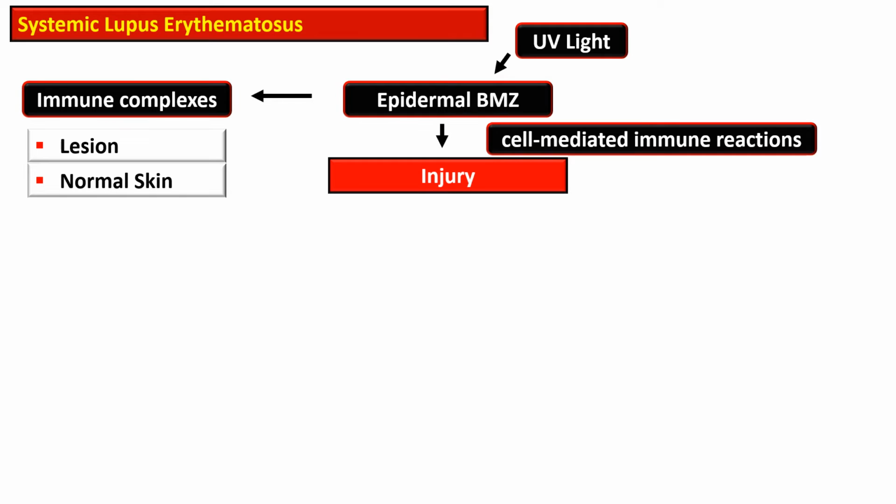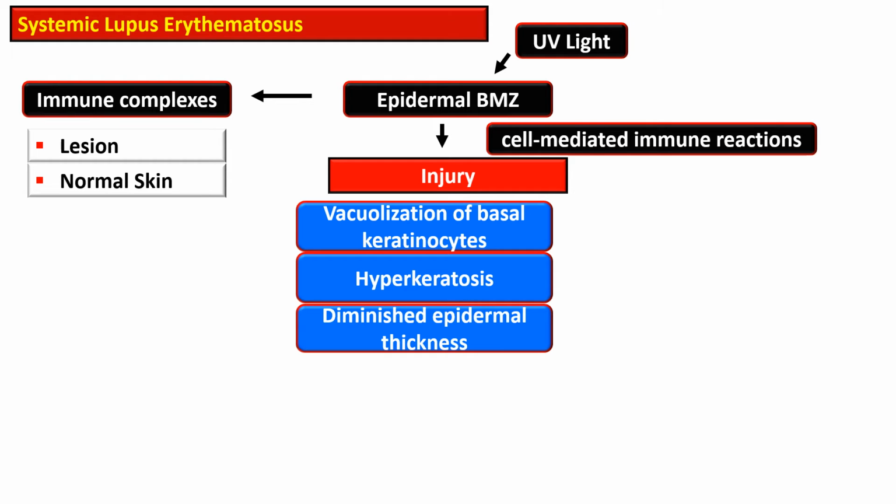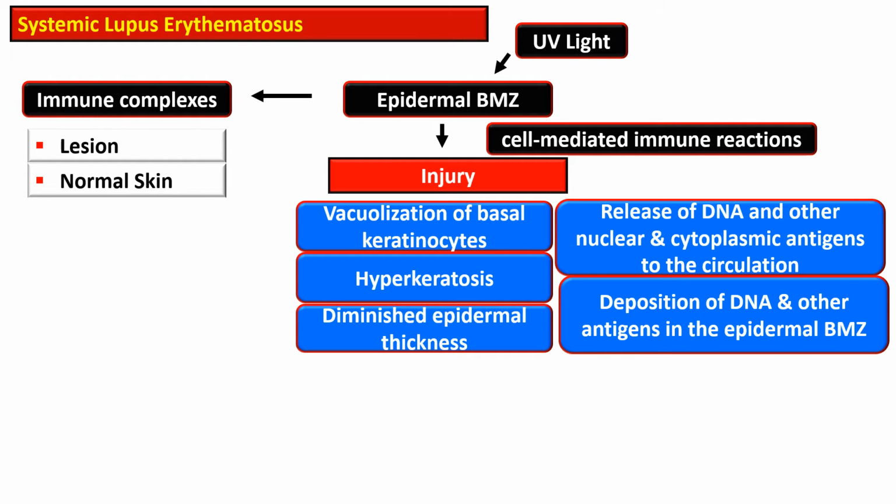Both the lesional areas and the normal skin show the deposition of immune complexes, and especially the presence of immune complexes in the normal skin is characteristic for the diagnosis of systemic lupus erythematosus. This injury morphologically shows vacuolization of basal keratinocytes, hyperkeratosis, diminished epidermal thickness, release of DNA and other nuclear and cytoplasmic antigens to the circulation, and deposition of DNA and other antigens in the epidermal basement membrane zone.